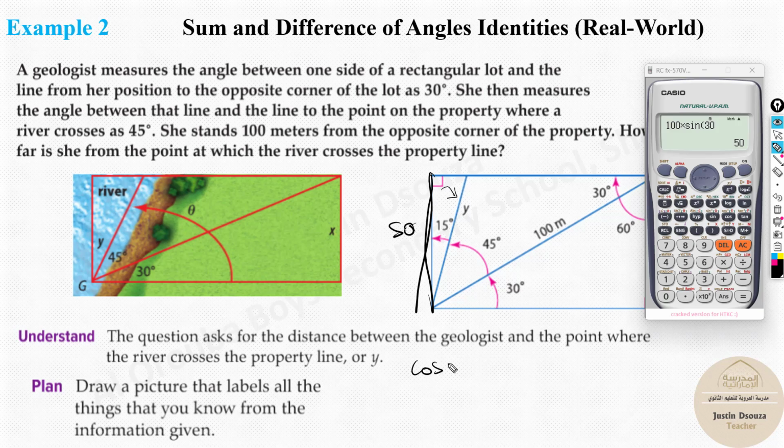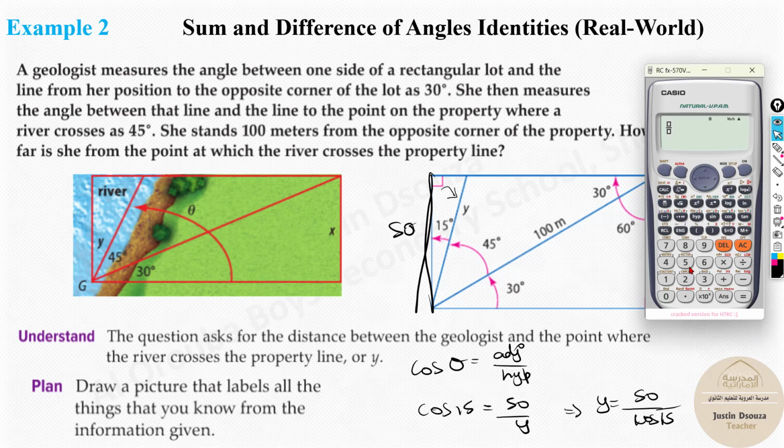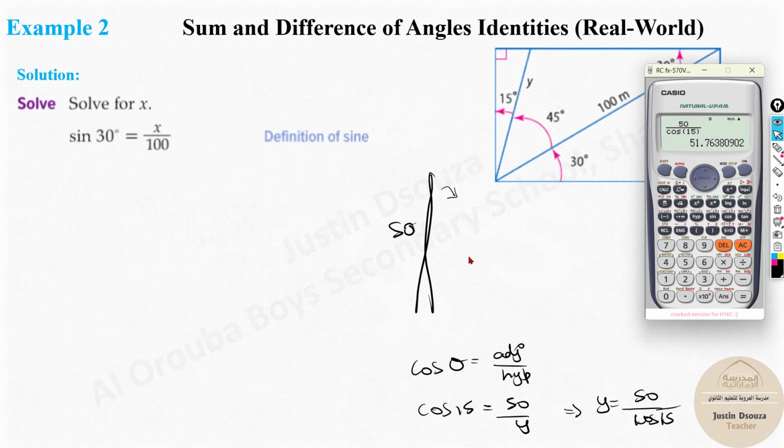So what I'll do is I'll write cos theta equals adjacent by hypotenuse, and so cos 15 degrees is equal to adjacent, that is 50, divided by y, the hypotenuse. Take y to the other side, that will be y equals 50 by cos 15. Just put it in the calculator, you will get the answer. It will be 50 divided by cos 15, close the bracket, and there you go. That's 51.76.